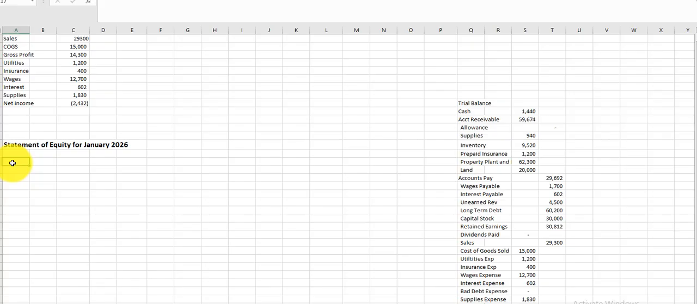So our statement of equity starts with the beginning balance. Because we're doing a statement of equity, not a statement of retained earnings, we're going to do a capital stock column. Okay, and there were no changes to capital stock, so it started the year and ended the year at 30,000.